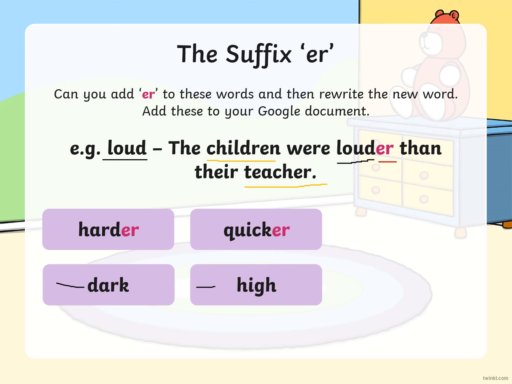So I've done the first two for you. Hard is our word, and then we add the er onto the end of it. Our word here is quick, and we added the suffix er. So for my sentence for this, I could say, let's go back to one of the students. Let's say Louis is quicker than Miss Macris. So my two things in that sentence are Louis and Miss Macris. So your job is to do these two words, dark and high, and add the suffix er to the end of it to change the meaning of these words.